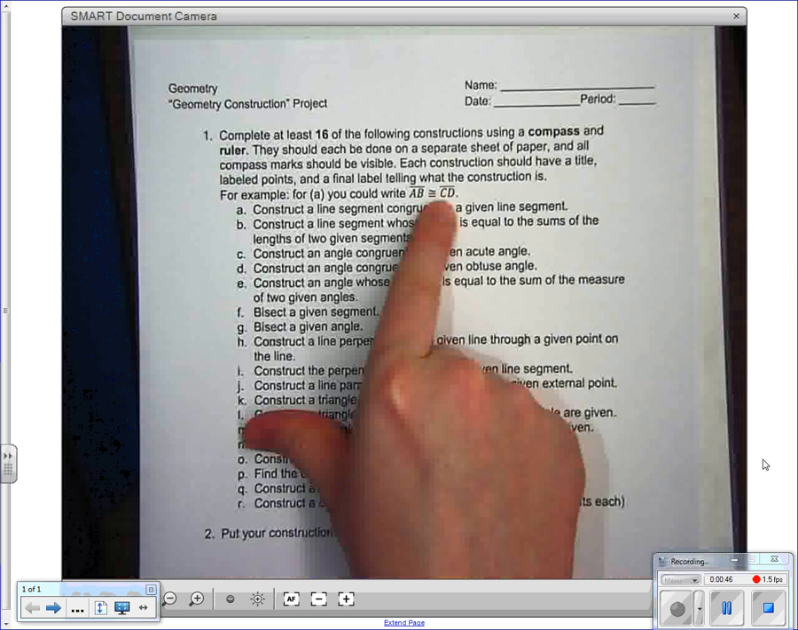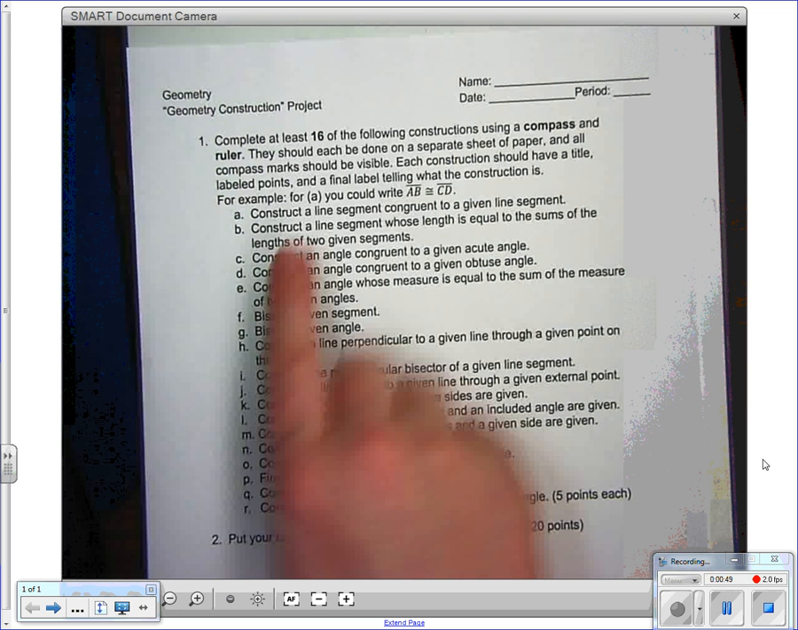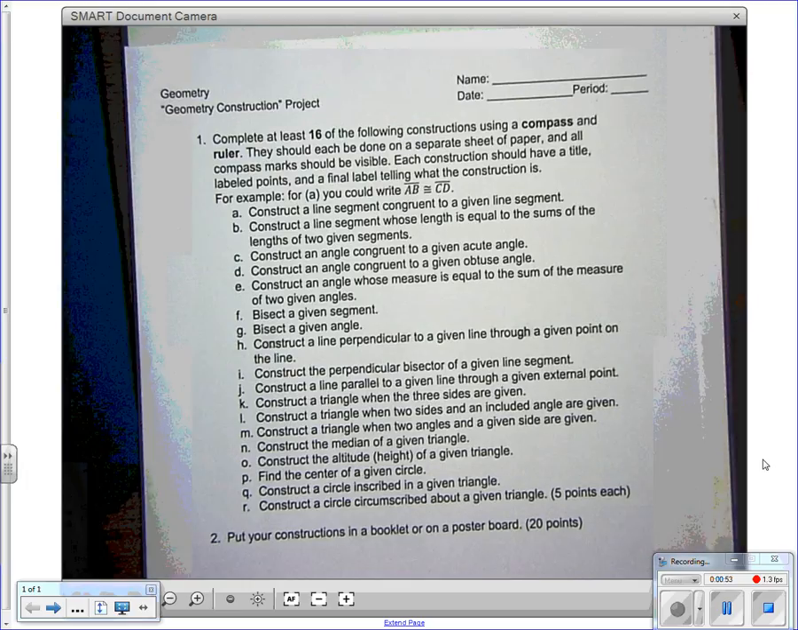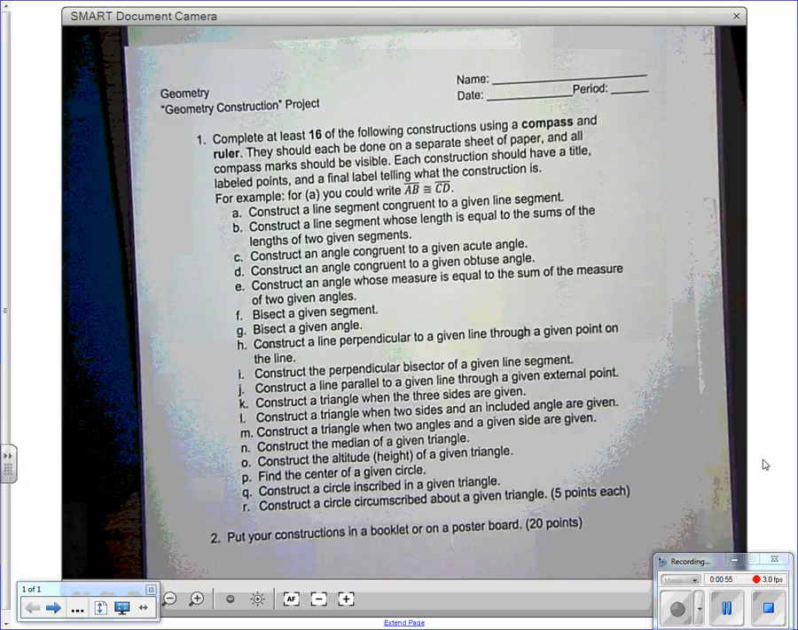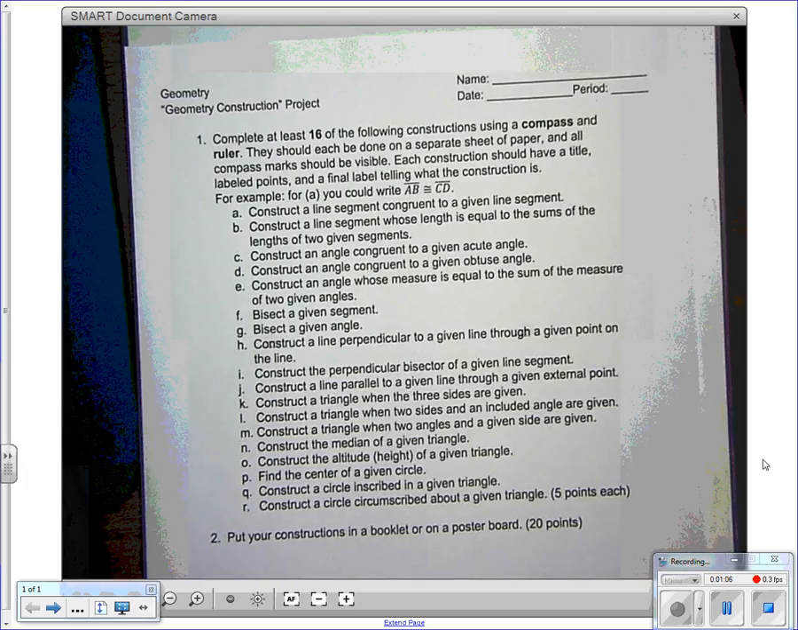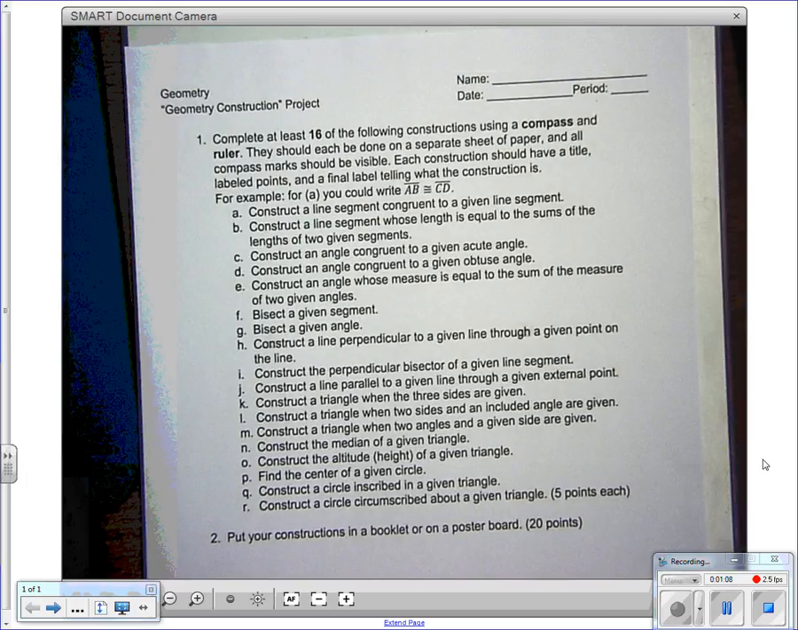Okay, so you have to do at least 16 of these. There are more than 16 on here. I think there are actually 18 of them total. And so if you want to do those other two for bonus points, or to help make up if you mess up a little bit on some of the other ones, then I would recommend doing that. But this is one that you can certainly use the internet for.